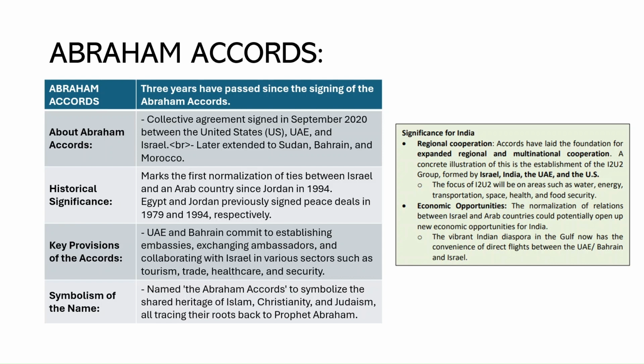And the accord has laid the foundation of an expanded regional and multinational cooperation as well. And one notable example is the establishment of the I2U2 group comprising of Israel, India, UAE, and the US. This group particularly focuses on areas such as water, energy, transportation, space, health, and food security.